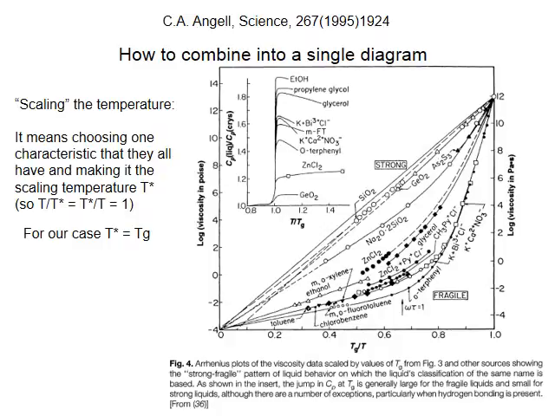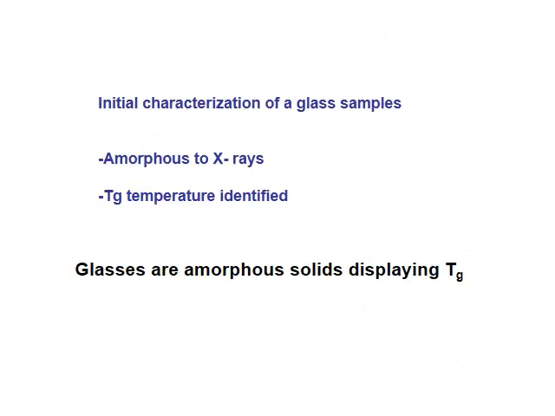In fact, Professor Angel proposed the classification of glass on the basis of that behavior. Strong glasses are the glasses following an Arrhenian behavior, while fragile glasses don't. Therefore, after all this discussion, we can say that glasses are amorphous materials displaying Tg, even though sometimes it can be difficult to identify Tg.